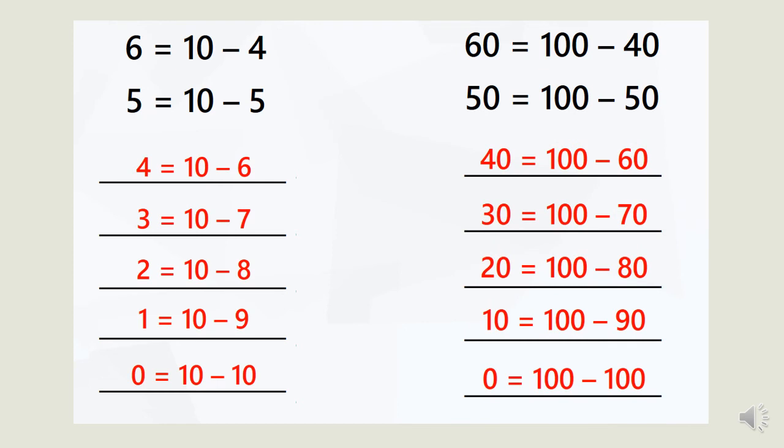Did you get them right? Did you work them out? Was the one at the bottom a bit tricky? 100 take away 100 is the same as 0 is equal to 0. Well done, they were tricky, they were.